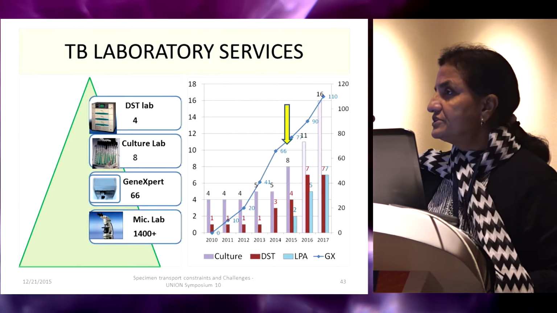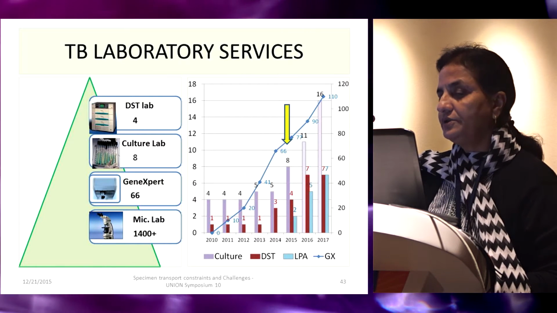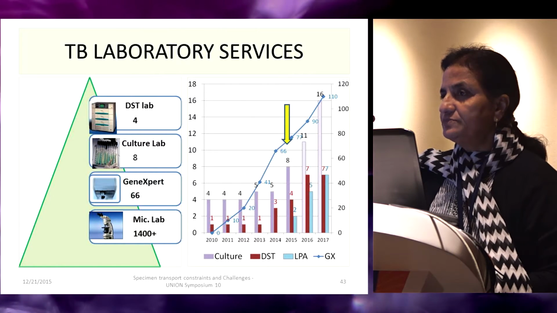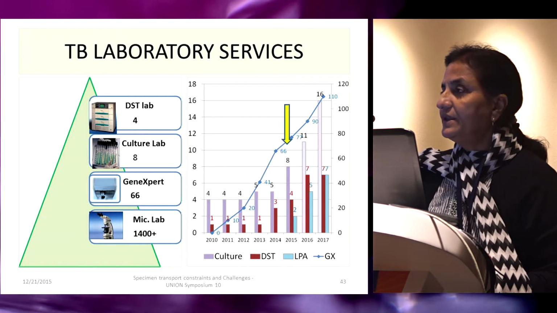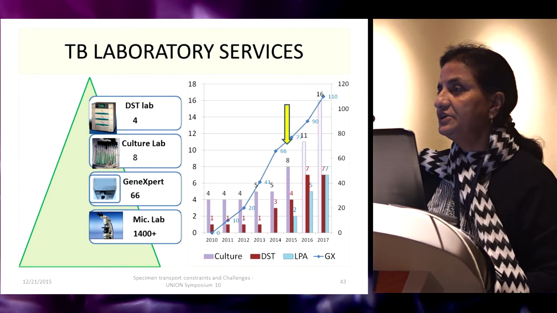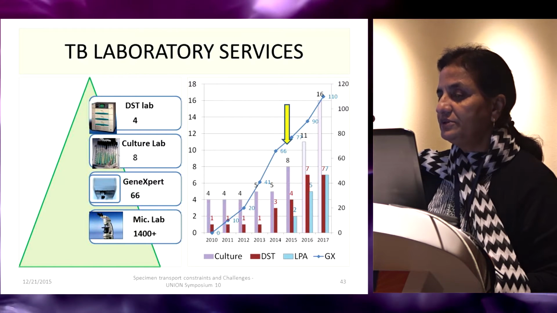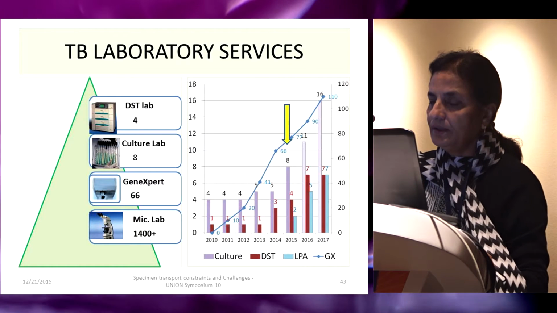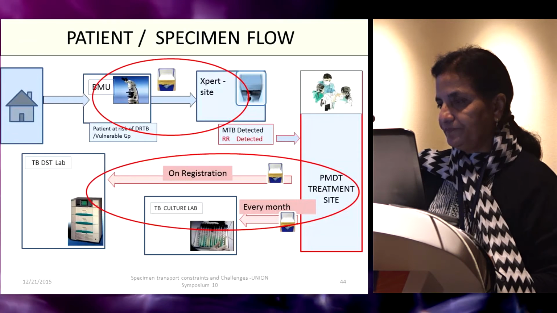So how are the laboratory services arranged? At the most peripheral level, we have the microscopy laboratories, which are now more than 1,400. At the intermediate level, we have Xpert. In 2014, we had 66 Xpert sites, 8 culture labs and 4 DST labs. But we are very optimistic that by 2017, we would have 7 DST labs, 16 culture labs, more than 110 Xpert sites, and the microscopy network would also expand.